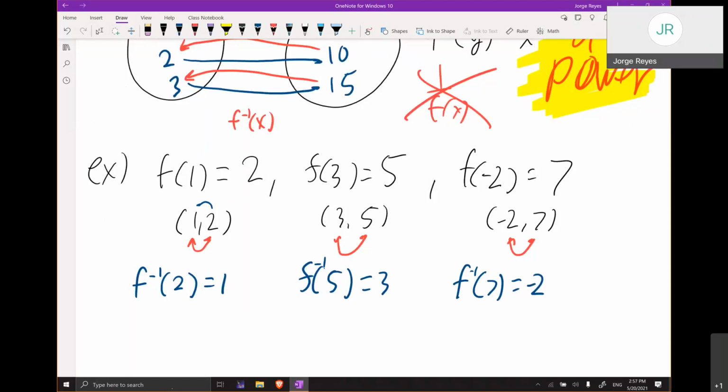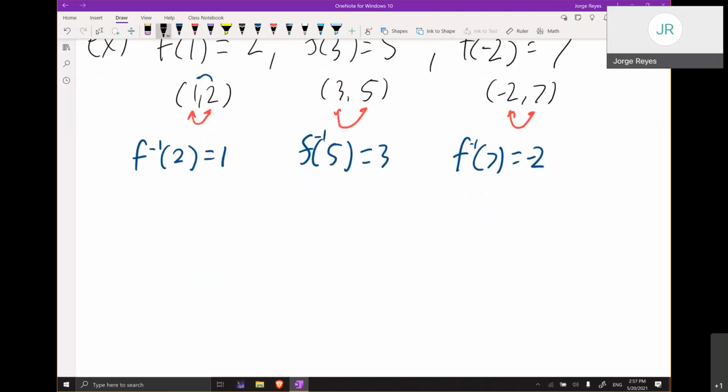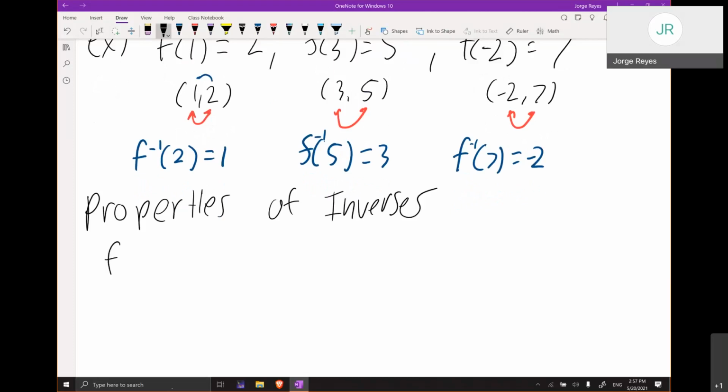Hopefully not too difficult. Okay, and then here is a property of an inverse. This is how we can test if functions are inverses. All right, properties of inverse. So if you compose them, so if you do f inverse of f, that should be, right, f inverse of f of x. It should perfectly cancel to x.